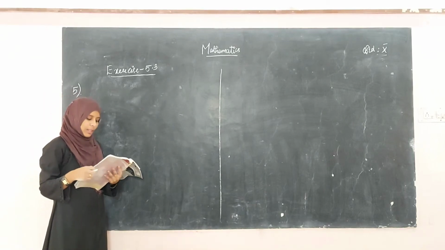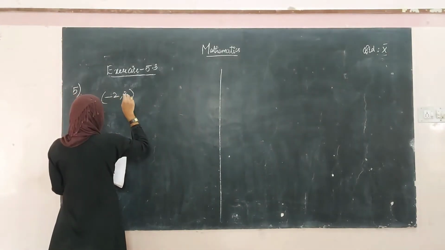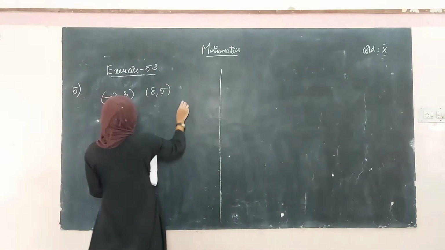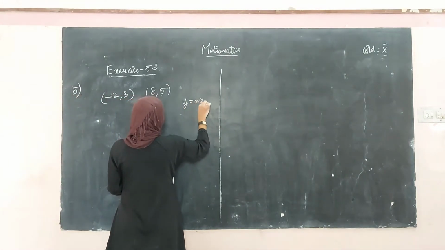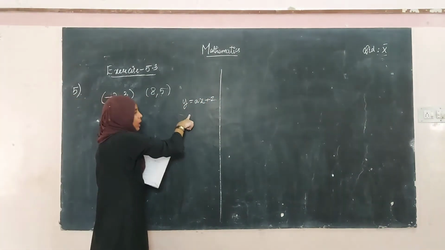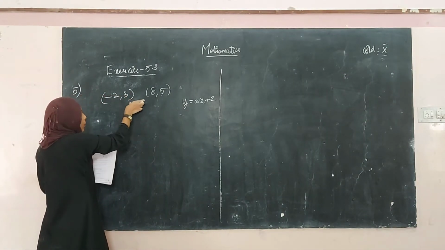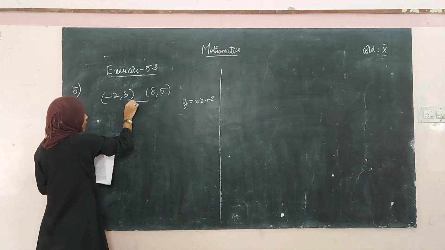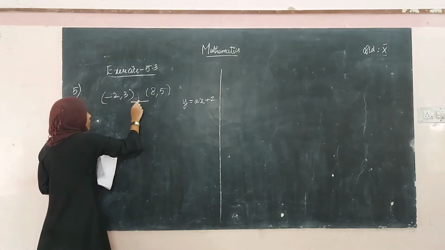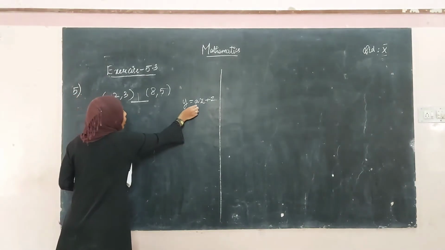Find the value of a if the line through the 2 points (-2, 3) and (8, 5) is perpendicular to y equal to ax plus 2. Okay, so this is one straight line and this is another line. What they have given is that this straight line is formed using these 2 points, and it is perpendicular to this other straight line. So first we have to find the value of a.